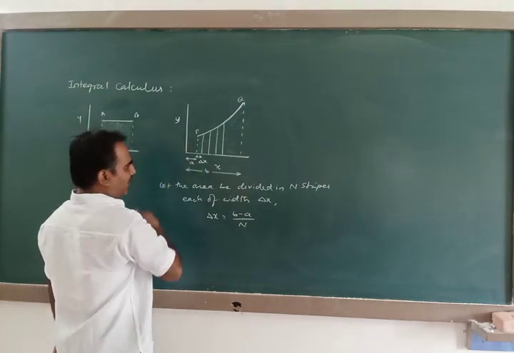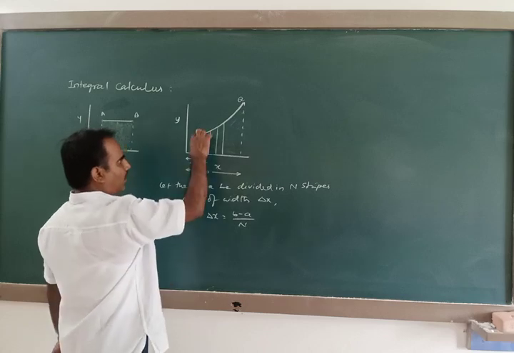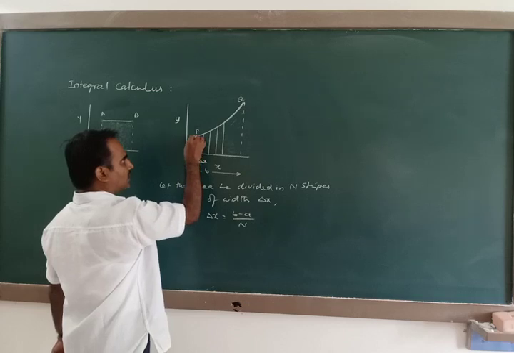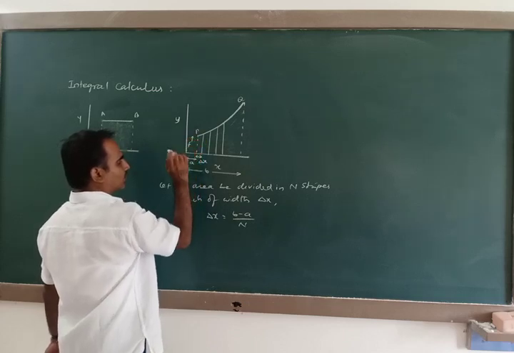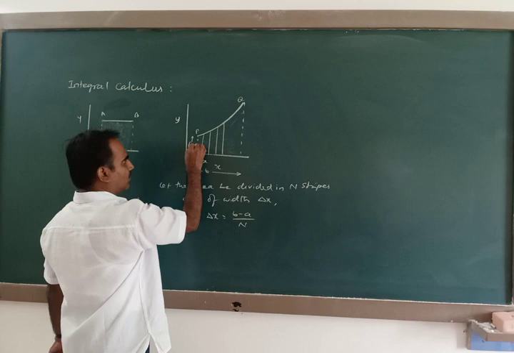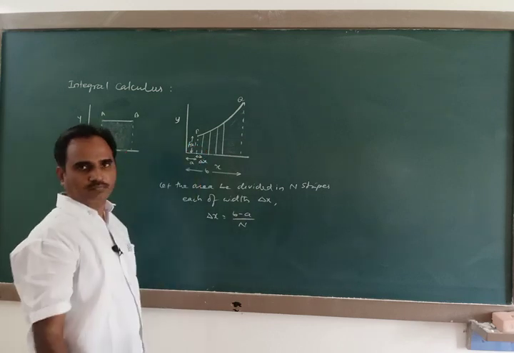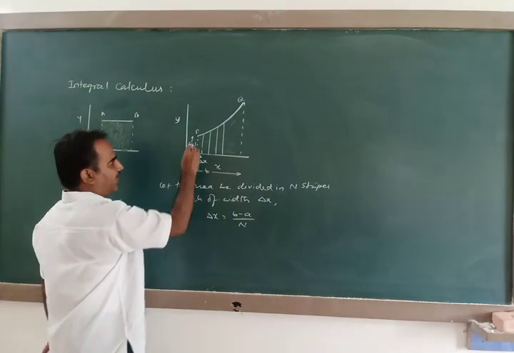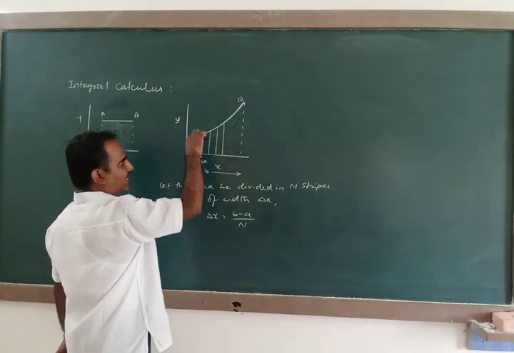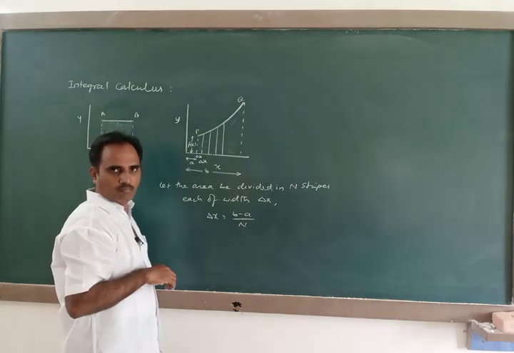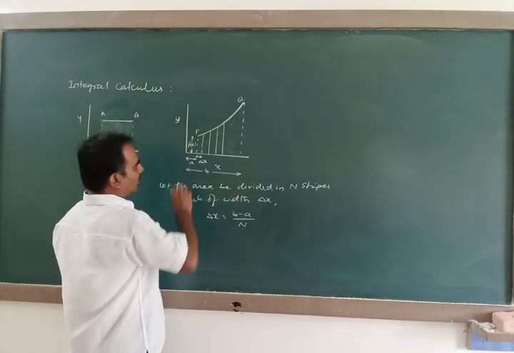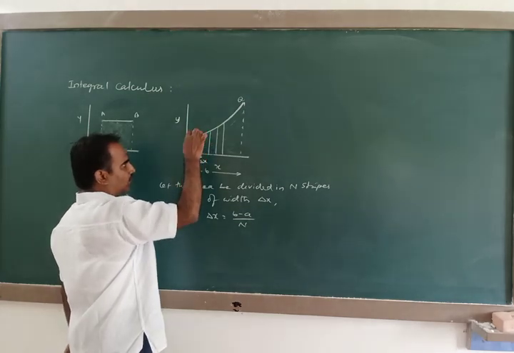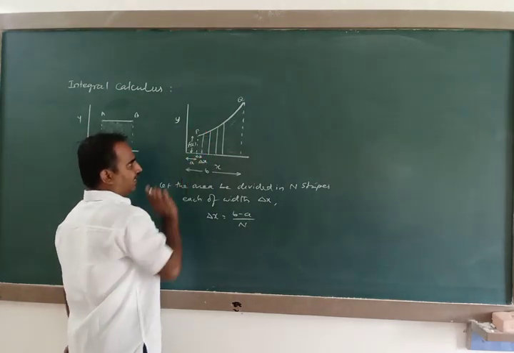This y being a function of x, at this particular point P, this height, at this point A, this is f(a). So at this point A, this height is f(a). Now, what is the area of this strip? It is this f(a) into delta x.